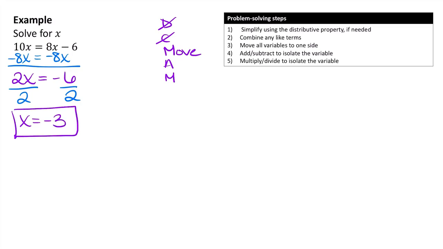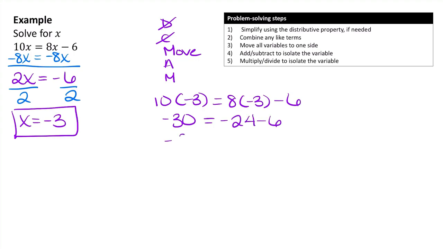So I can take that x equals negative 3 and plug it back into my equation to check. So I have 10 times negative 3 equals 8 times negative 3 minus 6. 10 times negative 3 is negative 30, and that equals negative 24 minus 6. So that means that my solution is correct.